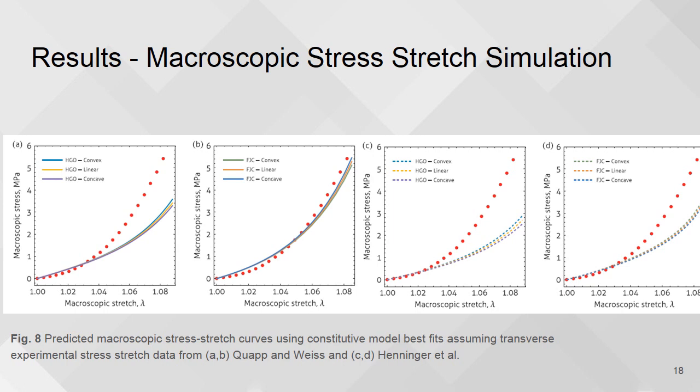It is also important to notice that the data from Quap and Weiss produced a stiffer response than the data in Henninger. In A and C, as well as D, the convex attachments yielded the stiffest stress-stretch relationship. For B, the concave attachment yielded the stiffest response.